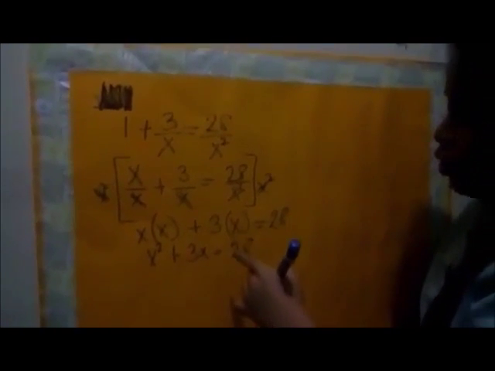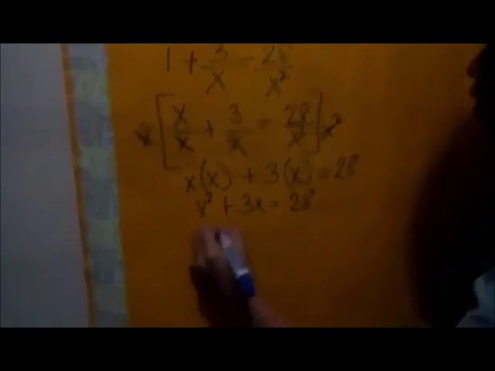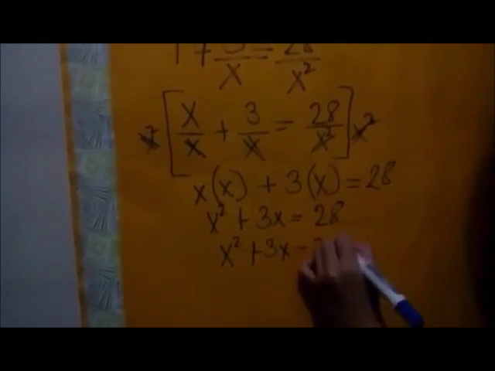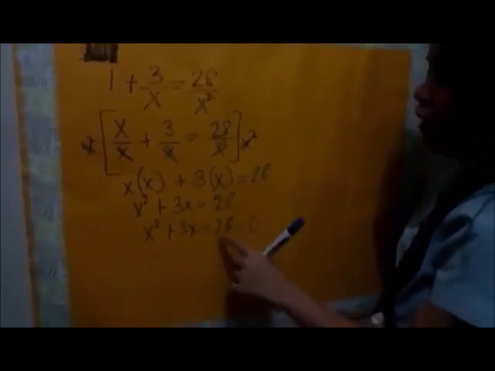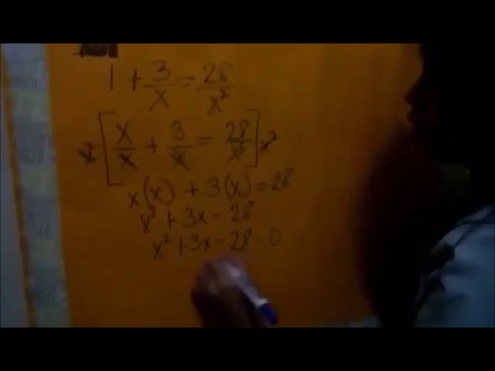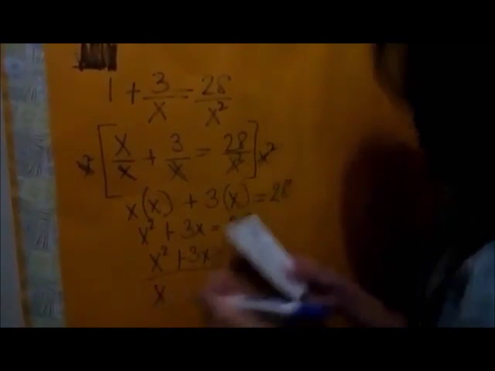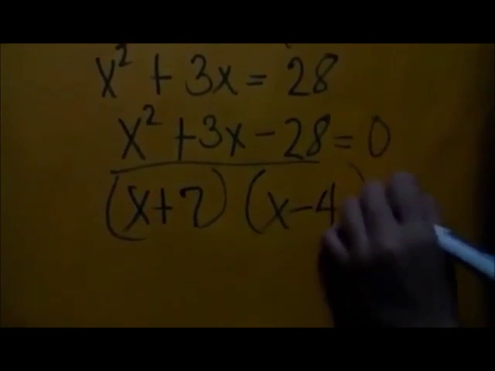So that this can be another equation, transpose 28 to this side. Then x squared plus 3x minus 28 equals 0. To get the values of x, factor this equation. So x plus 7, then x minus 4 is equal to 0.